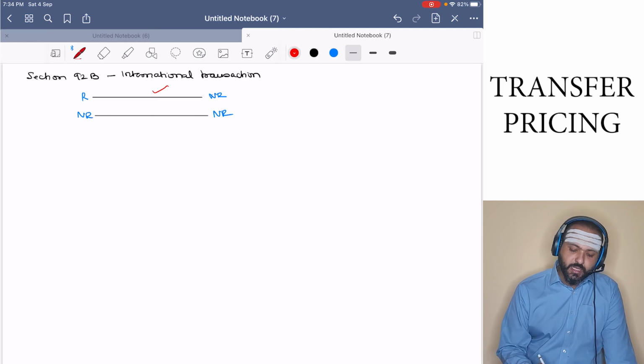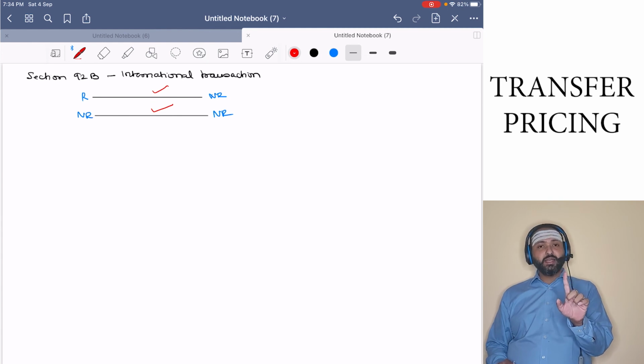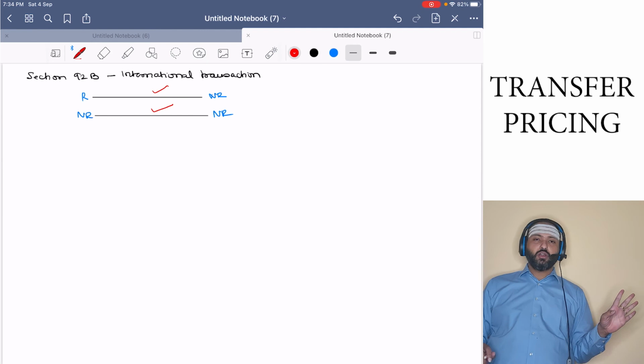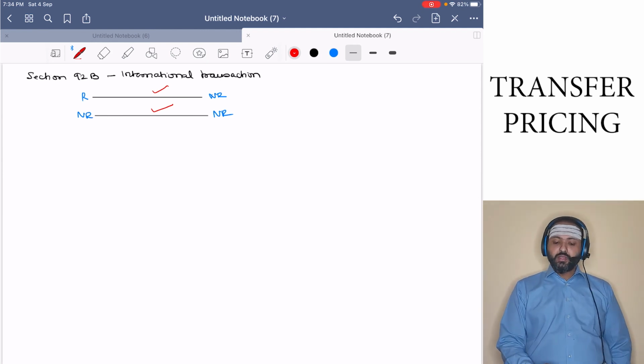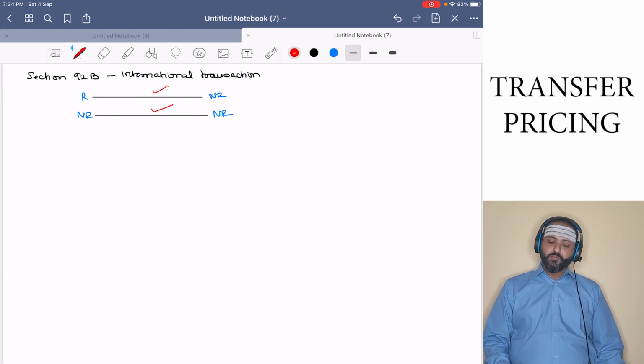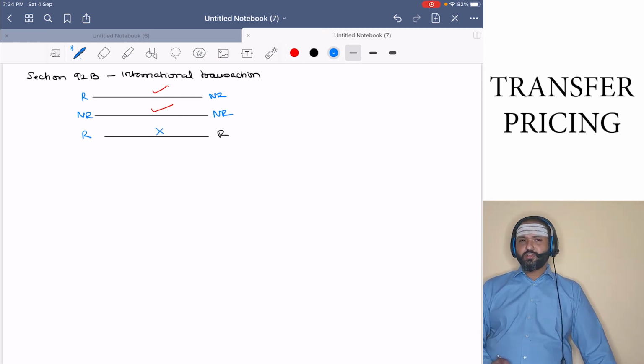If there is a transaction like this, this is again an international transaction, because section 92B says that at least one party has to be non-resident. Therefore, when there is a transaction between two non-residents, again it will be subject to transfer pricing study. When it is between two residents, there is no question of transfer pricing there.